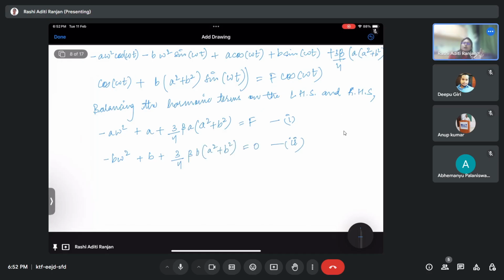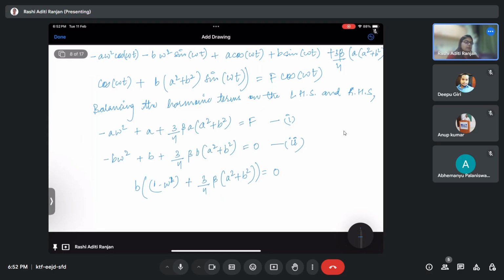So first I will look into the second equation. Why? Because my RHS is 0, so I can essentially get some value from it. I can take b common. Then I'll have b times 1 minus omega square plus 3 by 4 beta times a square plus b square equals 0. Now one solution could be b equals 0.